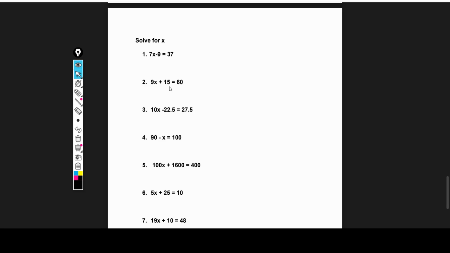But let's worry not. Our next one, we have 9x plus 15, minus 15 on both sides to isolate. We get 9x is equal to 45. Divide both sides by 9, x equals 5. Nice and simple. Hopefully you can become as fast as me one day. For these simple equations, the steps are pretty clear. It's just a matter of doing the arithmetic.